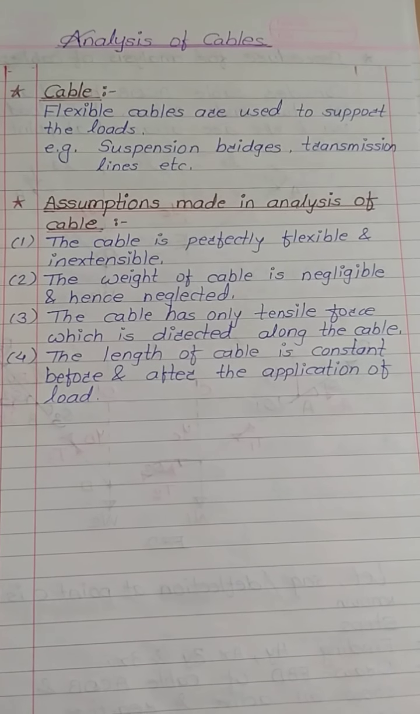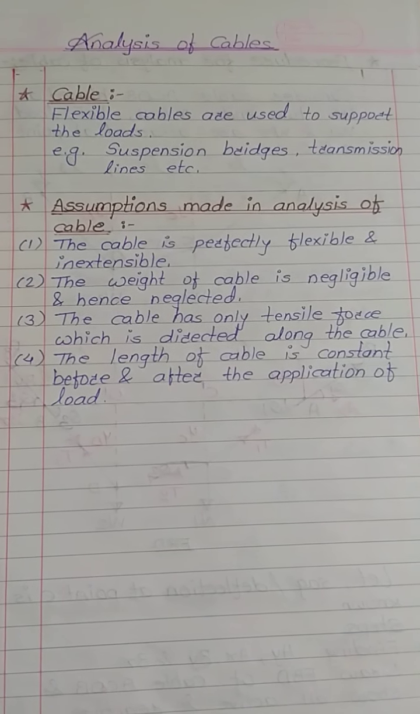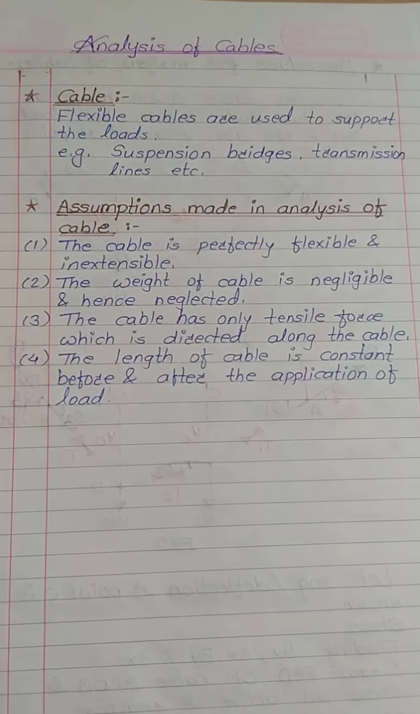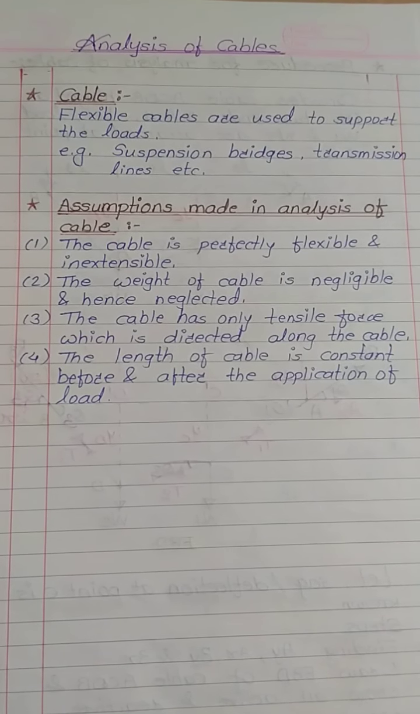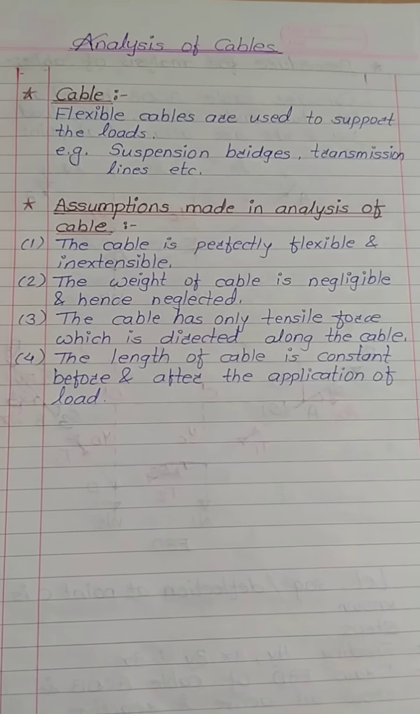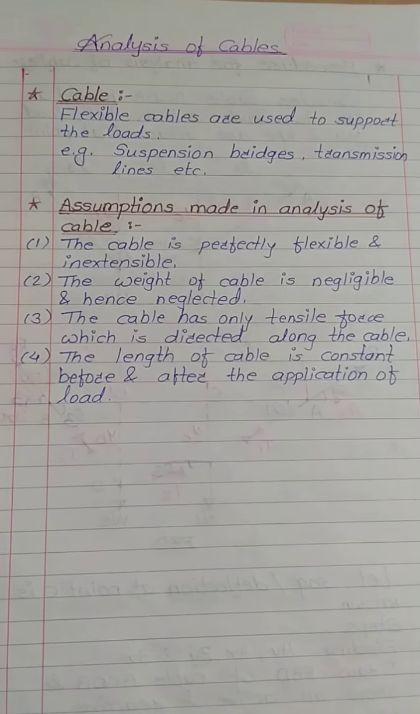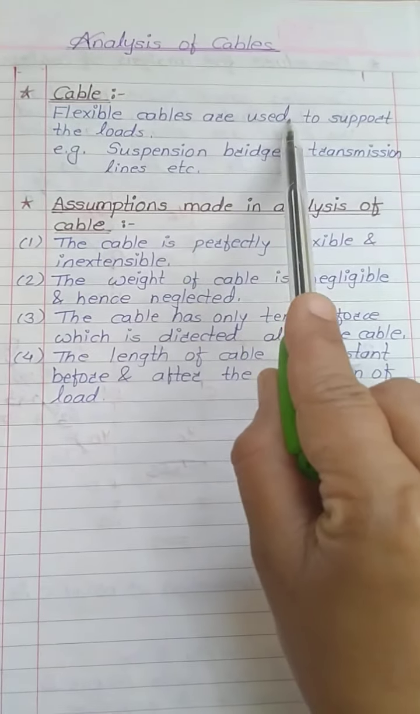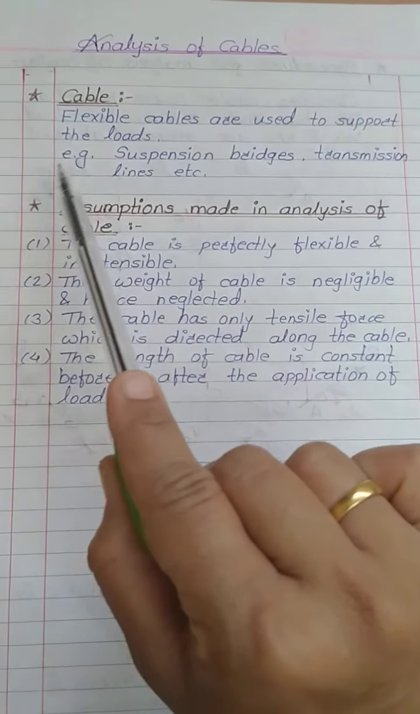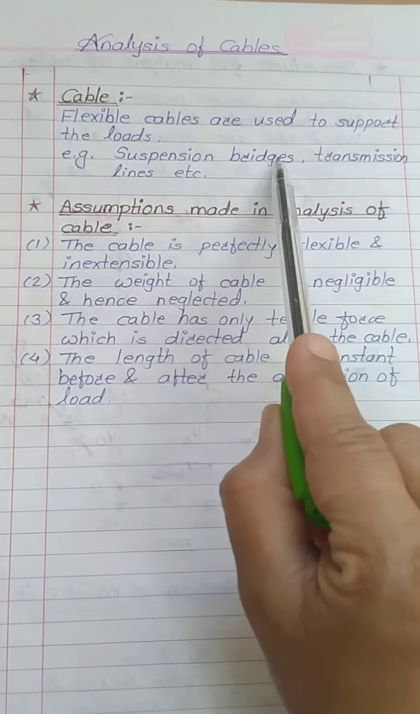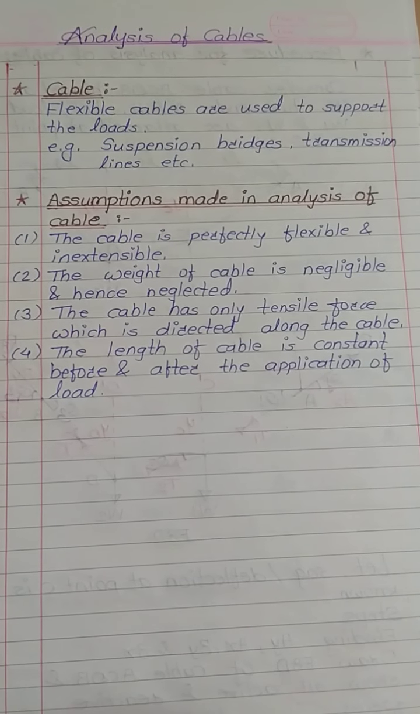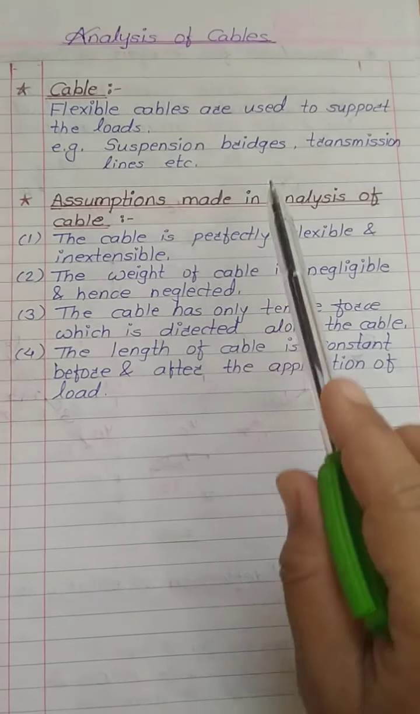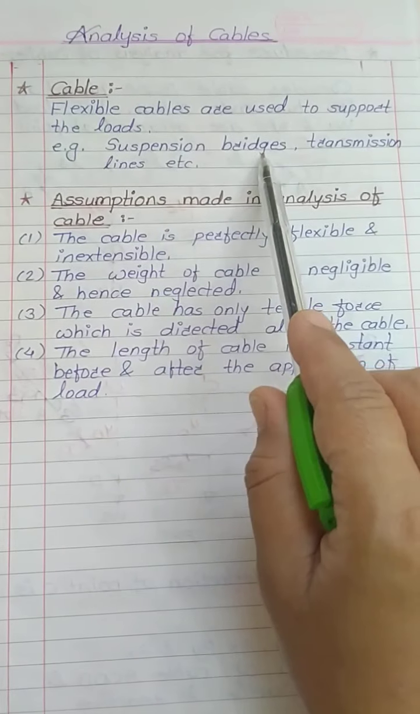Hello everyone. In this video, I am going to cover the meaning of cable, use of cable, assumptions made in analysis of cable, and the procedure to be followed while analyzing the cables. Flexible cables are basically used to support the loads. The best example is suspension bridges. If you have suspension bridges, the cables are tied at the top point and the bottom floor to support the floor.